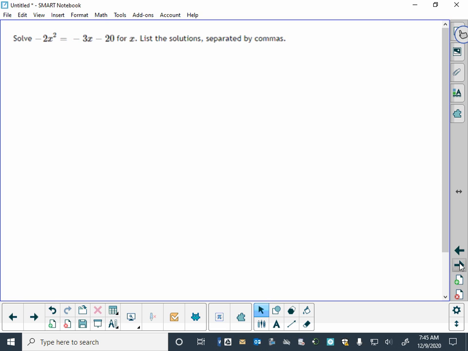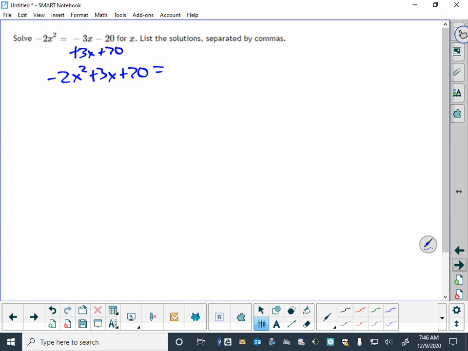Okay. Here is another one. The reason that this one is not ready yet is because it doesn't say equal to 0, which is what I have to do if I'm going to find those x-intercepts. So I'm going to add 3x and add 20 to both sides and change this into a negative 2x squared plus 3x plus 20 is equal to 0.